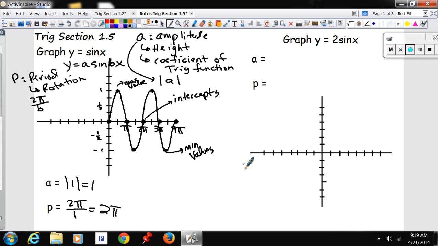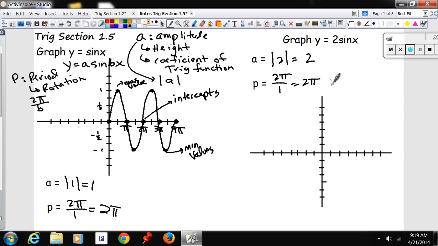Now let's look at the second one because it's a slight bit different. There's a 2 in here now. So what's my amplitude going to be here? It's the absolute value of whatever's in front of my trig function, which is now a 2. So there's 2. What is my period? It's 2 pi divided by whatever's in front of x. What's in front of x? 1. So it's going to be a 2 pi period.